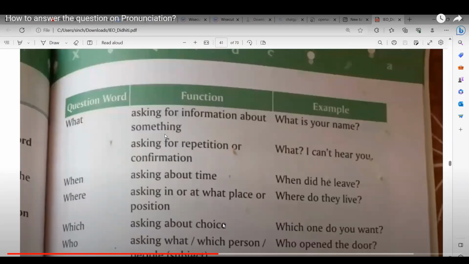Now, Shopto, can you read the next part, beta? Asking for repetition or confirmation. What? I can't hear you. Very good. So asking for repetition or confirmation. For example, if I say something and you can't hear me, then what will you say? Then, ma'am, you are not audible. Can you tell it to me again, or you may say, good evening, beta. What are you saying, ma'am? You are not audible. So you ask the information by the word what. Is it clear? Shopto?